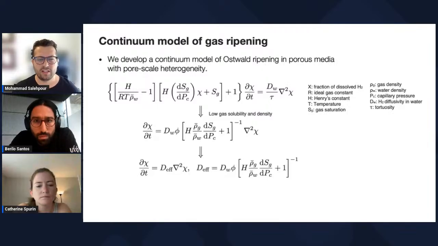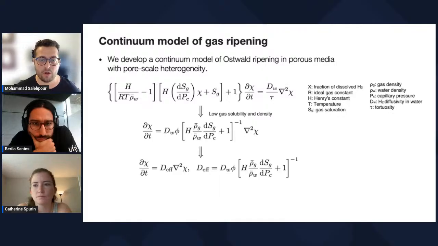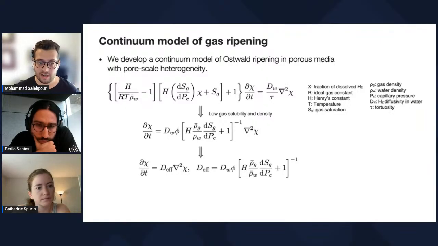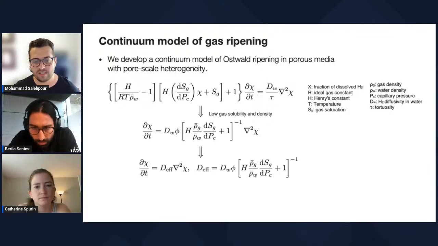So we develop a continuum model for Ostwald ripening in porous media. This model shows a spatial-temporal evolution of the fraction of dissolved gas in the aqueous phase. After applying low gas solubility and density assumptions, we can reach a more general format of the diffusion equation, with the effective diffusion defined as the function that's seen here, which is a function of the diffusivity constant of the gas in water, Henry's constant, molar densities of gas and water, and the slope of the PCS curve.